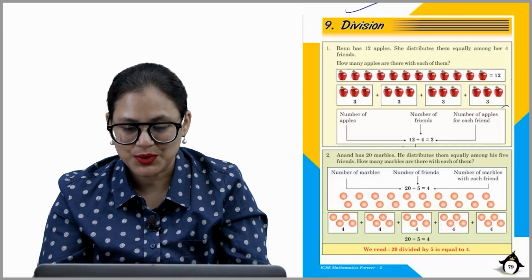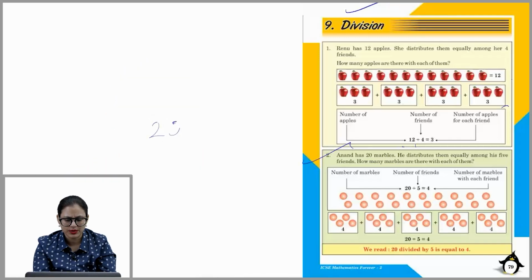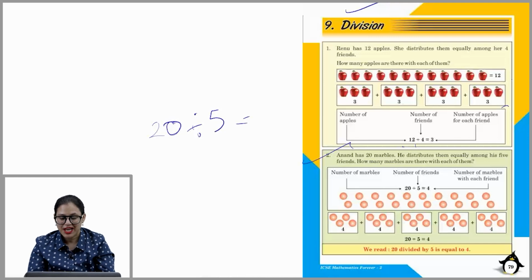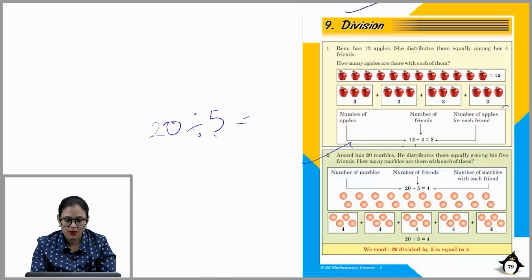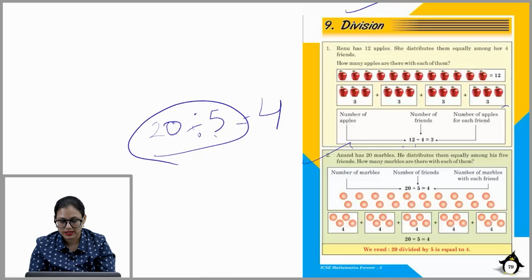Okay. Number 2, Anand has 20 marbles. He distributes them equally among his 5 friends. How many marbles are there with each of them? Number of marbles 20, number of friends 5, and 4 is the answer, means number of marbles with each friend. So we read this as 20 divided by 5 is equals to 4.